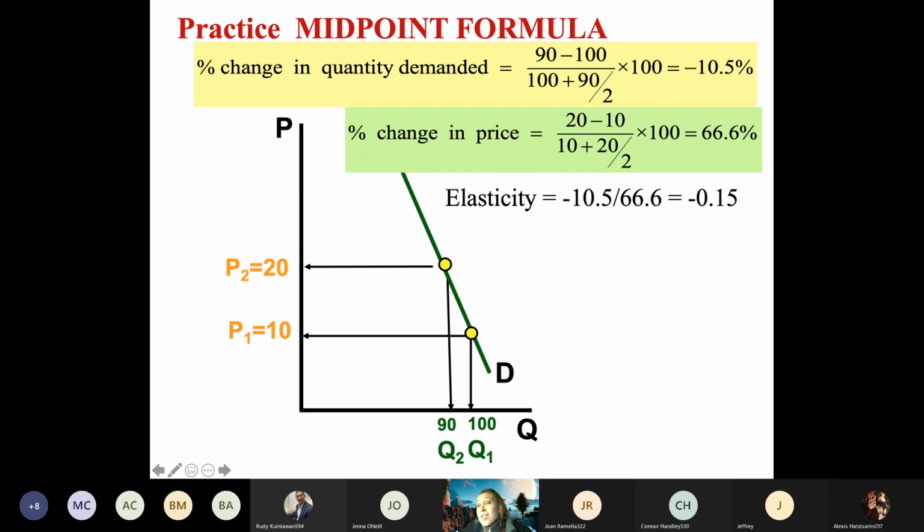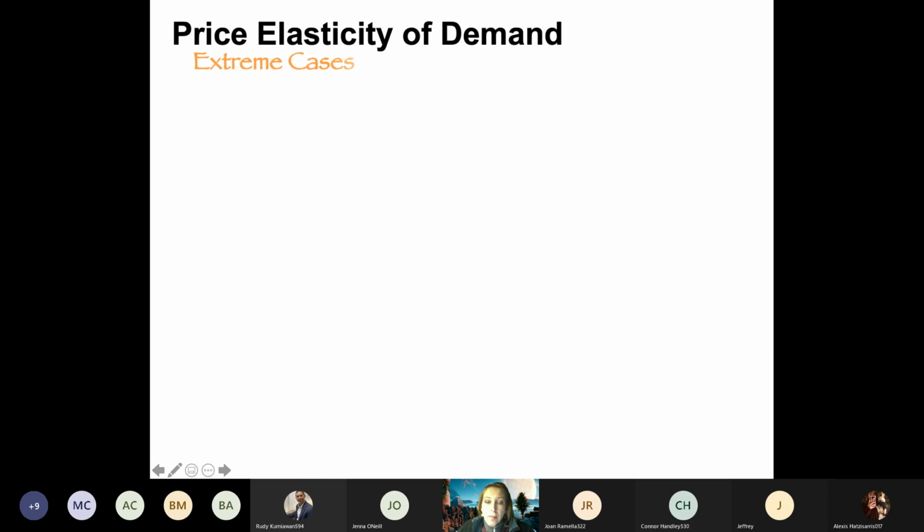In this case, this is not an absolute value, but you can present it as an absolute value as well and say, it's even more inelastic. The quantity hardly changed at all, even though the price doubled. So it must be some good that people really need badly, or are addicted to, or have no substitute for.